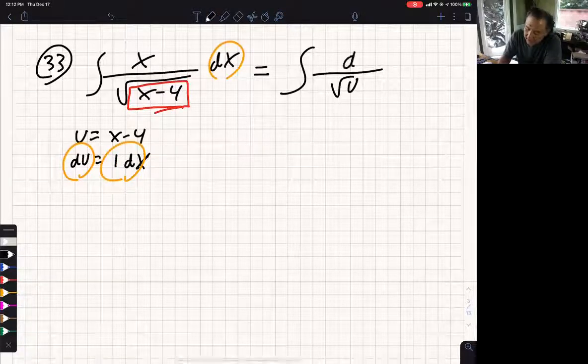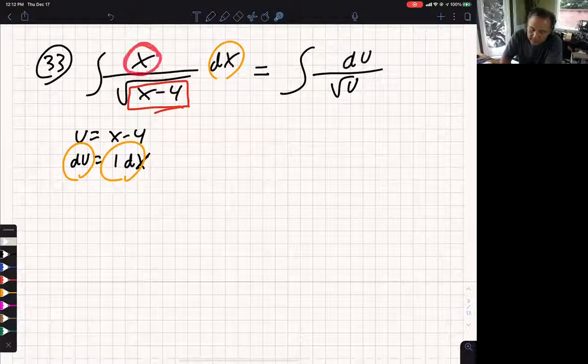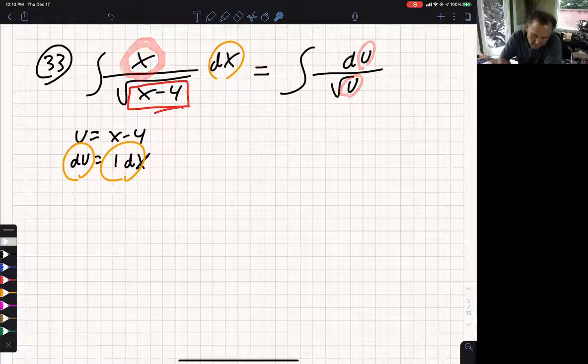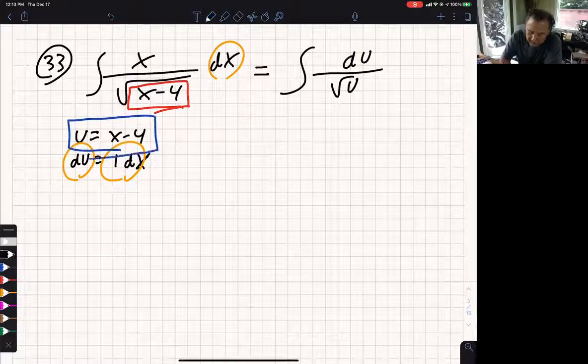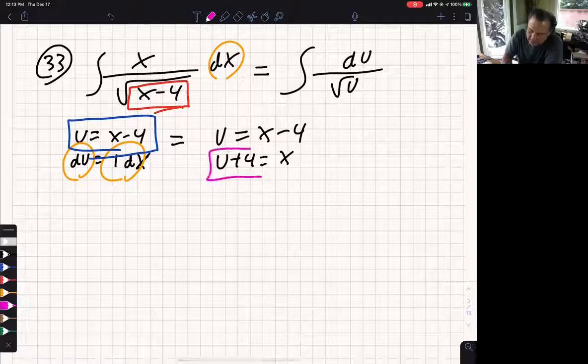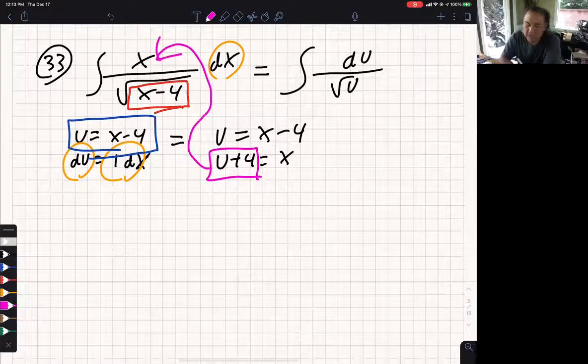So I'm going to have a du, but then we have a problem. There's an x there. What do we do with that x? Now, we can deal with that. We don't want x, we want u's, right? So we're going to take our original u statement and manipulate that and solve for x. So if I add 4 to both sides, u plus 4 equals x. And that means I can replace x with u plus 4.